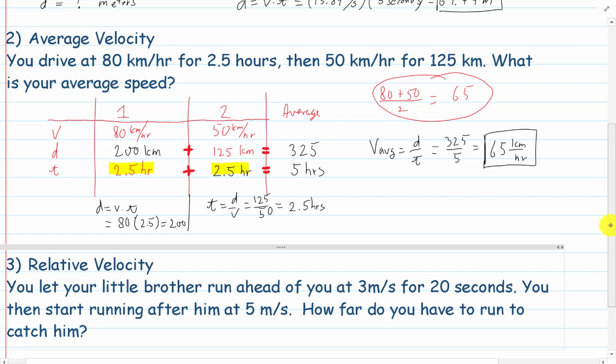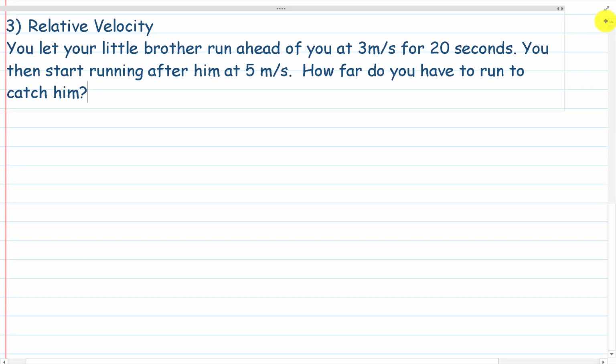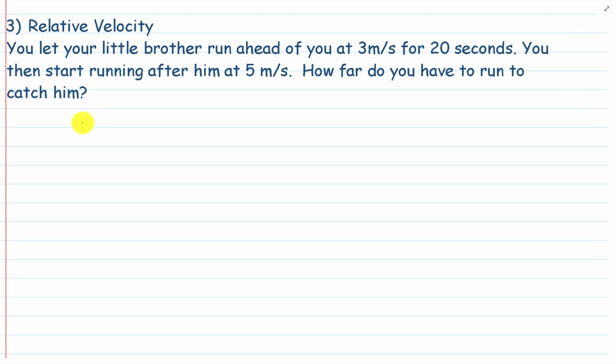Okay, here it is. But we don't start there. I started way early here. Move that on over because there's a head start. You let your little brother run. So for this head start, his speed is 3 meters per second, and his time is 20 seconds.